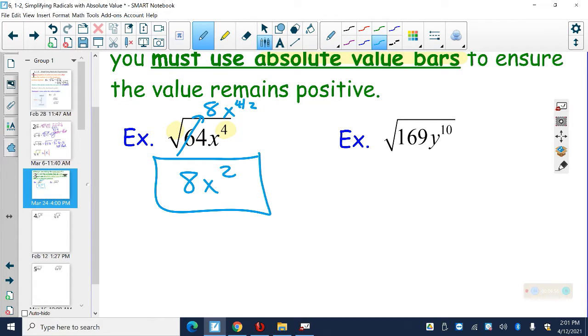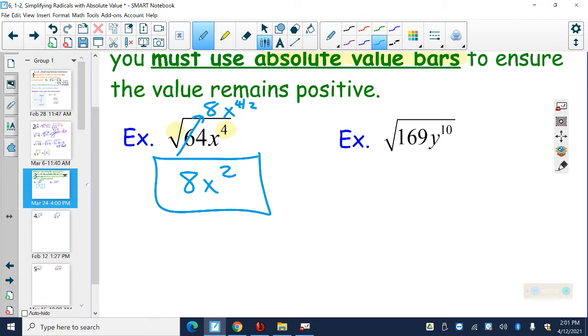I took my power of 4 and I divided it by my index of 2. So that gives me an 8x squared. Now, do I have an even root? Yes, but do I have an odd power? No, so I do not need absolute value bars. Do we all understand that?